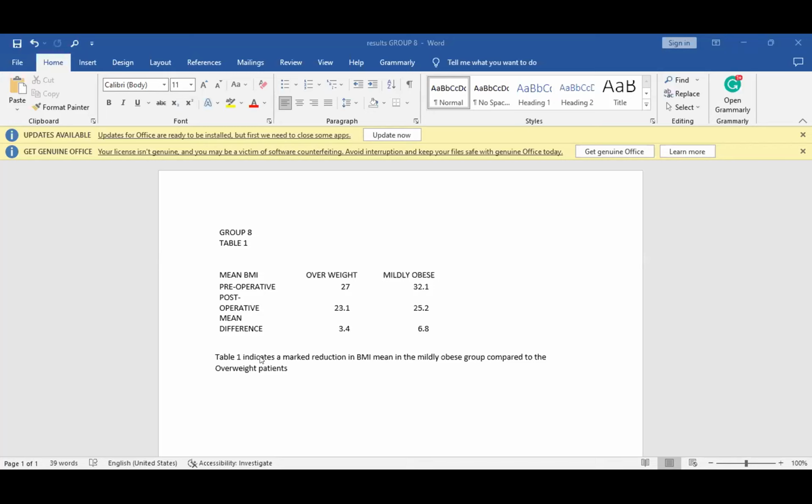But that is the data now, in terms of text. Yes, in text. We just presented it this way. We concluded that table 1 indicates a marked reduction in mean BMI in the mildly obese group compared to the overweight patients. Okay.